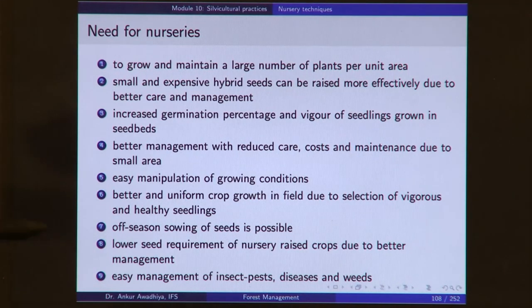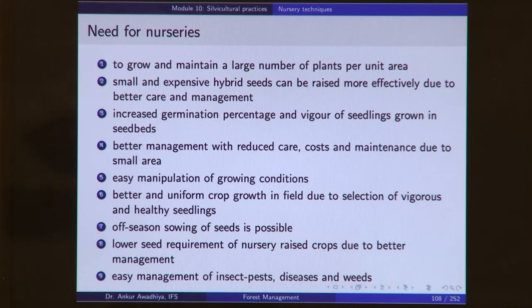Now, lower seed requirement of nursery raised crops due to better management. Because of better management, because you are able to provide better protection and management interventions, a large number of seeds germinate and they also are able to survive as seedlings. So, if the mortality goes down, the seed requirement also goes down.